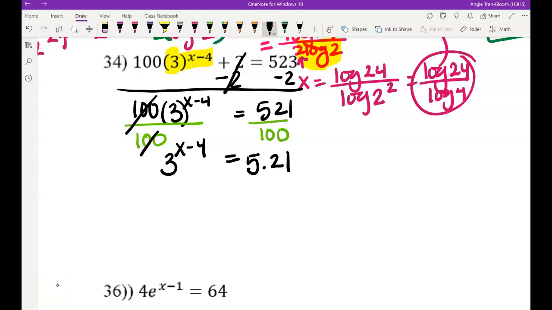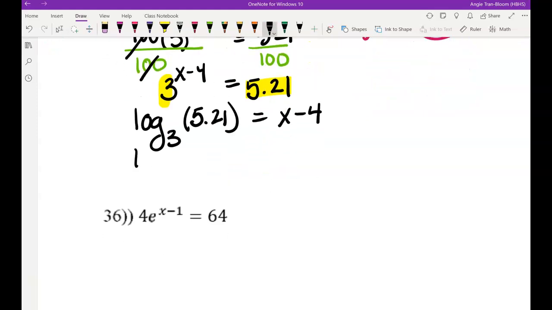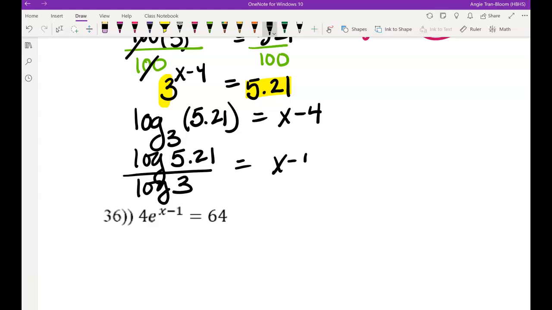Next, remember, base 3 and 5.21, we are not going to be able to make it a common base, okay? So we are going to hit it with a log. Rewrite it in log form. So log base 3 of 5.21 equals x minus 4. We will need to use the change of base, students. So this is going to say log of 5.21 over log of 3, or you can use natural log. Either one is fine, okay? Equals x minus 4.